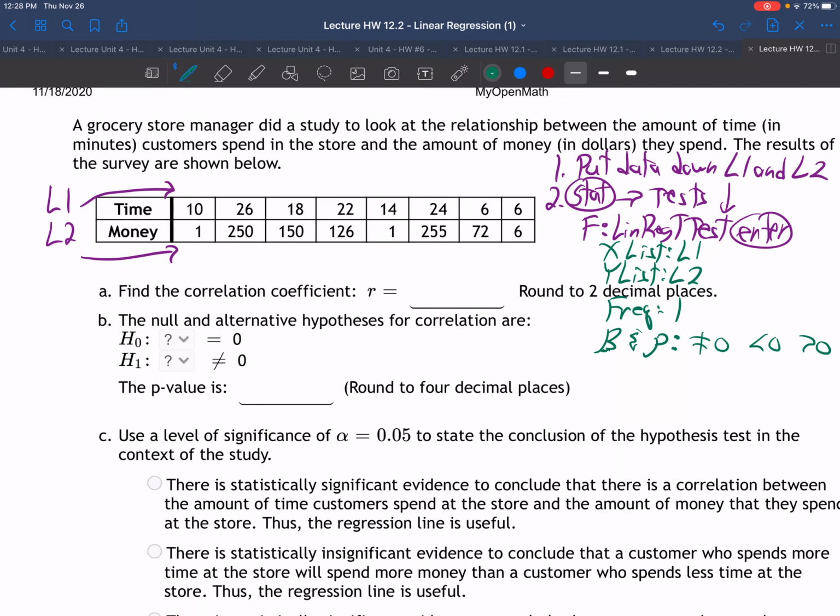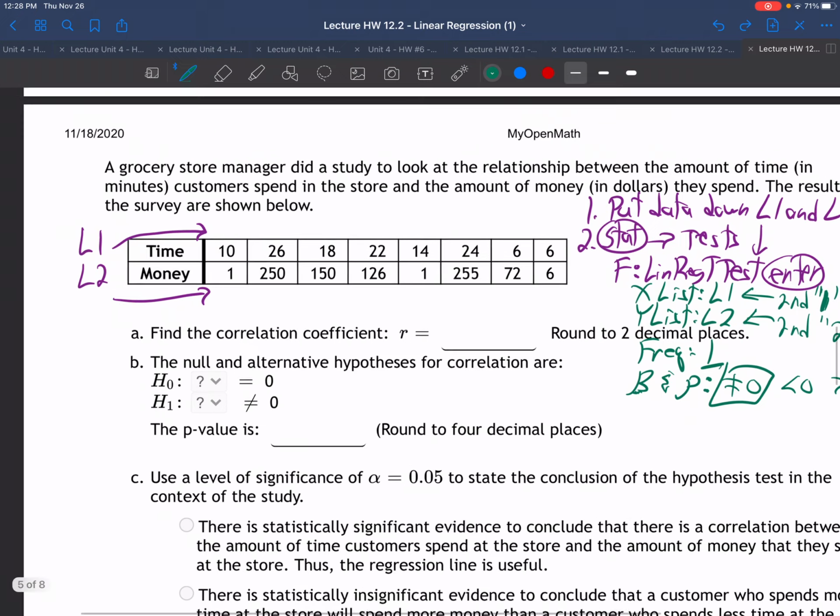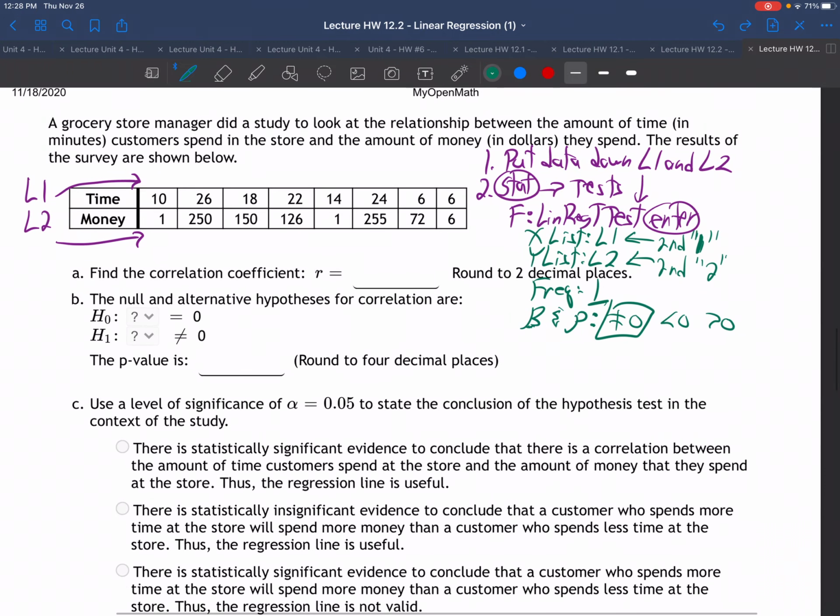All right, so what do we choose? Again, L1 here, if it's not already there, just hit second and 1, and L2, second and 2, but it's probably already there. Frequency is always 1, and then we're going to choose not equal to 0. Why? Because that's what they have right there, not equal to 0, right? All right, so hit enter, get your numbers. I'm getting an R value, and how many decimals? I don't really say. 2 decimal places. So I'm getting an R value right here, 0.85, rounded to 2 decimals.